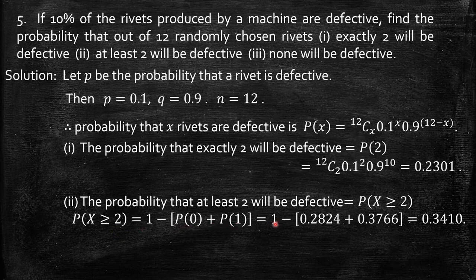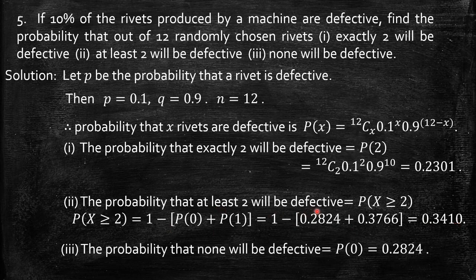So probability of 0 gives 0.2824. Just substitute here, that gives 12C0, 1, 0.1 power 0, that is also 1, 0.9 power 12. So that is 0.2824, plus probability of 1. Substitute here x equal to 1. 12C1 0.1 power 1 into 0.9 power 11, which gives 0.3766. So the simplification provides the answer 0.3410. That is the probability that at least 2 will be defective.